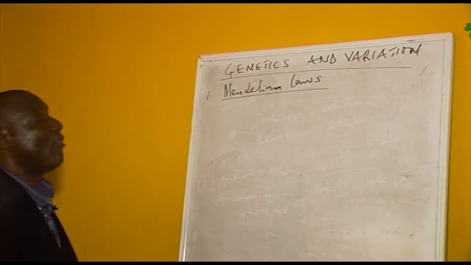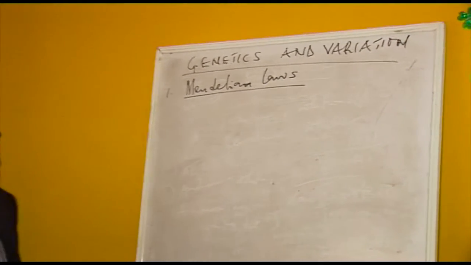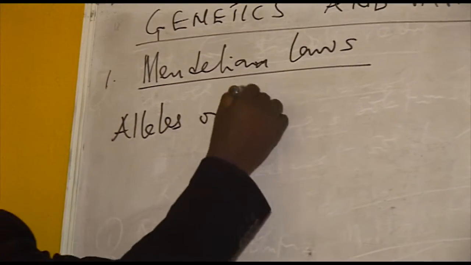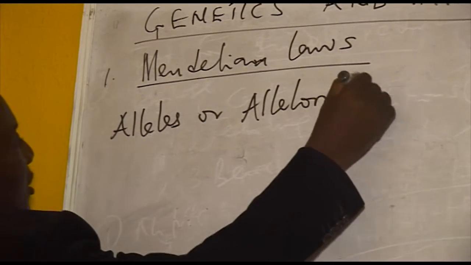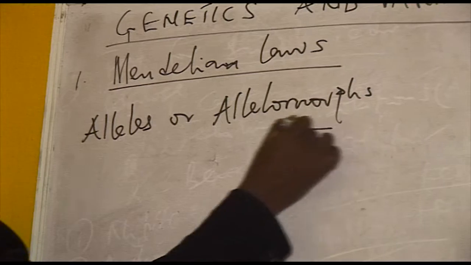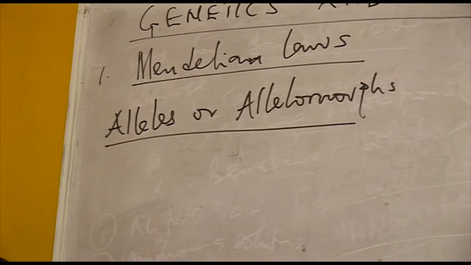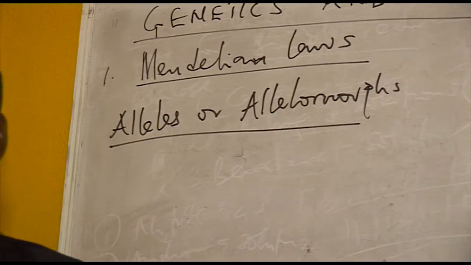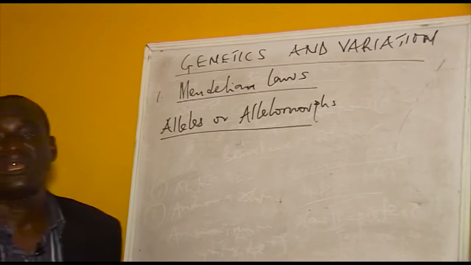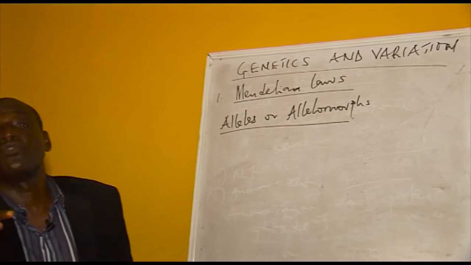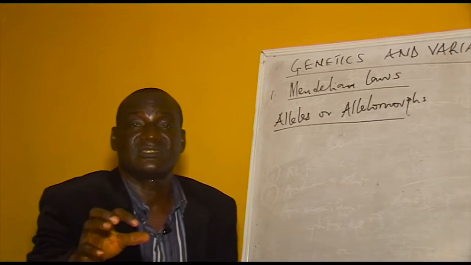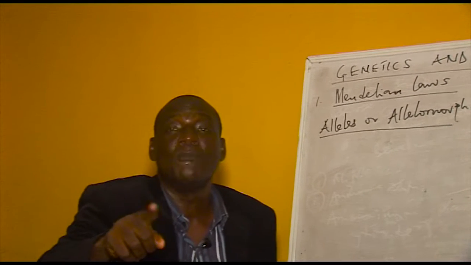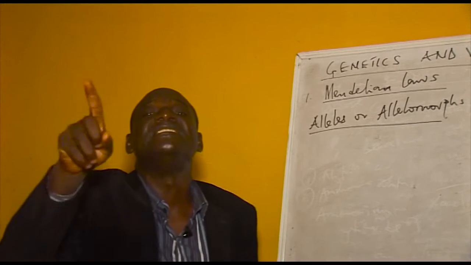Now, the first term we want to look at is alleles, or allelomorphic. What are alleles? Alleles are a pair of genes that are responsible for controlling a pair of contrasting characters. It is known that genes are the hereditary materials that are carried by the chromosomes present in the nucleus.